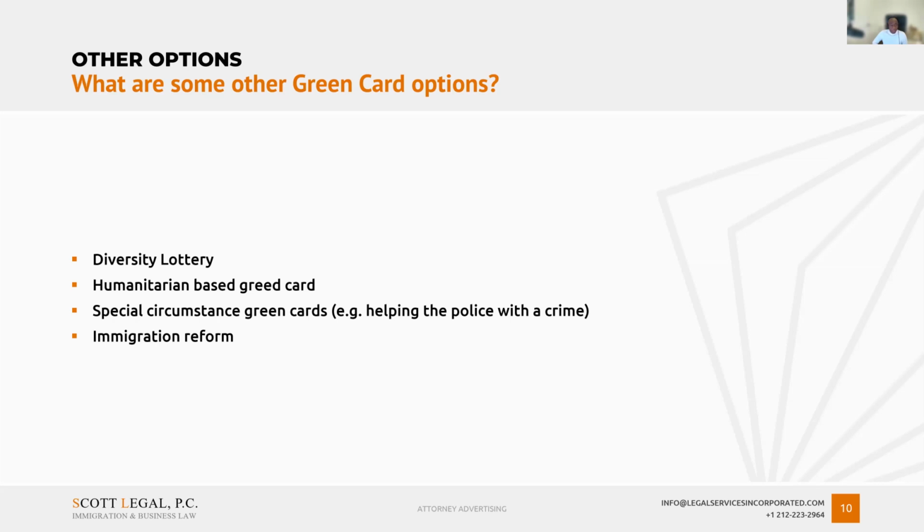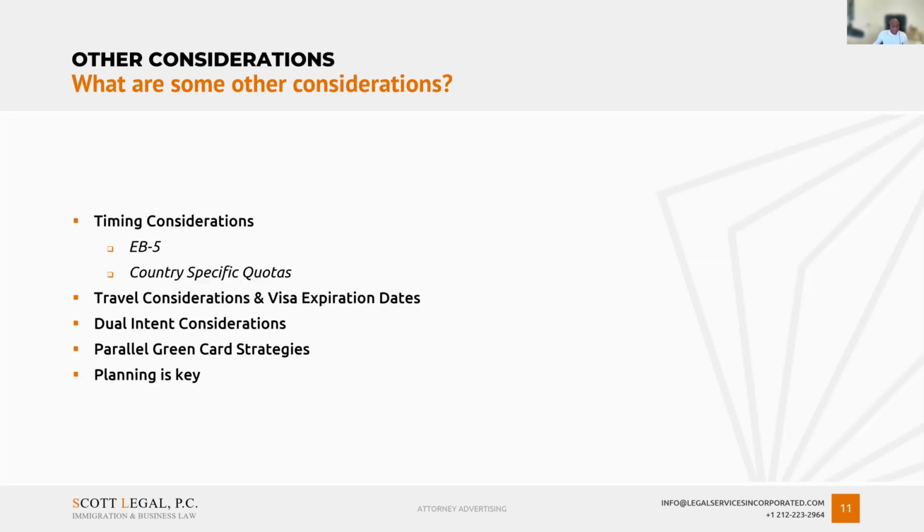checking that out. There are other humanitarian-based green cards, like, for example, if you're the victim of spousal abuse, or if you help police with a crime, that's something that, maybe there's a green card option that's available for you. Asylum, the different things like that. And then, of course, we always hope for immigration reform, where we get even more options.